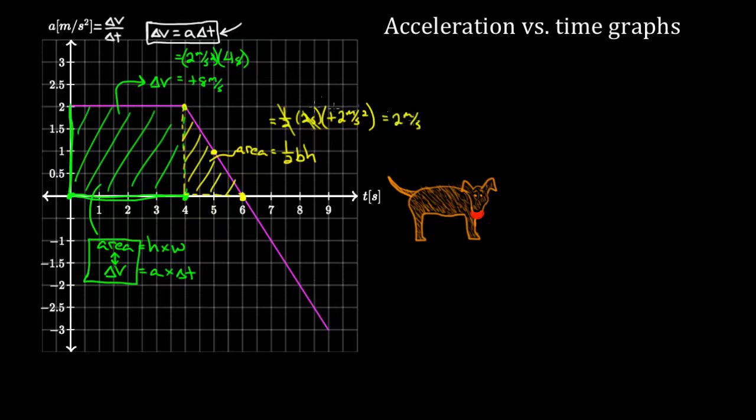meters per second, that's going to be the area. That represents the change in velocity. So Daisy's velocity changed by 2 meters per second during this time. Now you might object. You might say, wait a minute. I'll buy this over here because height times width is just a times delta t. But triangles have an extra factor of a half in it, and there's no half up here. How can we still make this claim?